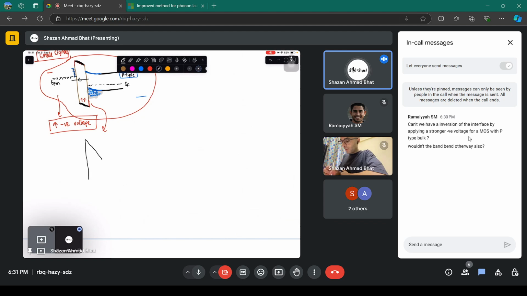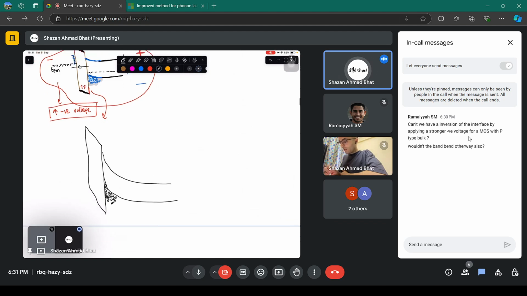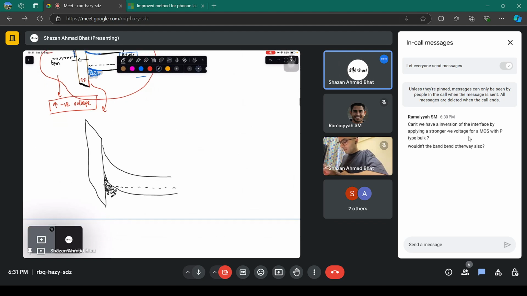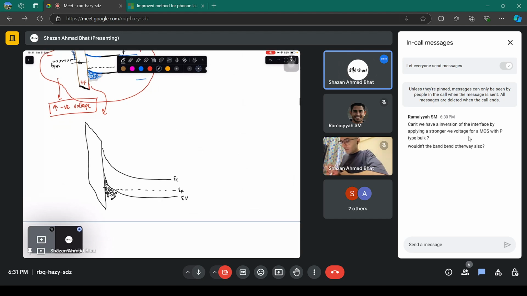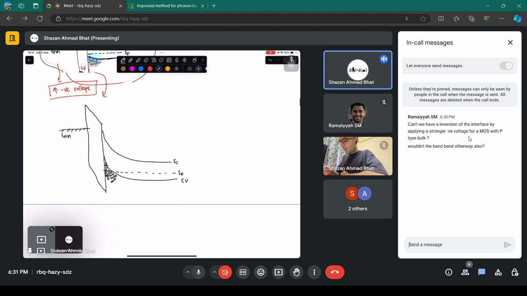The oxide band will be like this. This will bend like this. Concentration of holes will predominantly increase at this particular position. The Fermi level will be almost like here. This is the Fermi level. This is the conduction band. This is the valence band. The metal Fermi level will be here. This is what will happen.